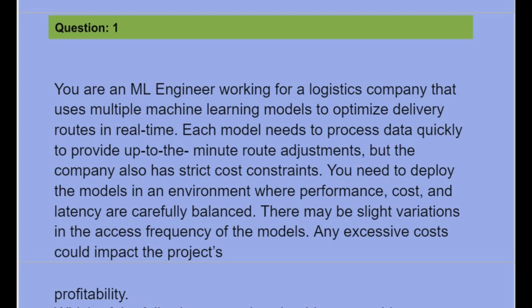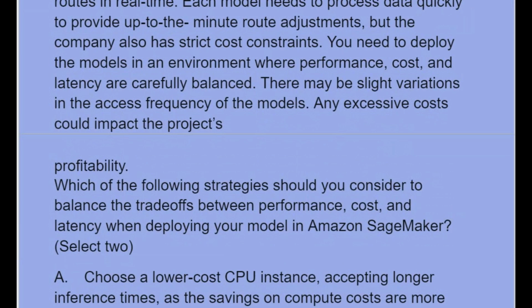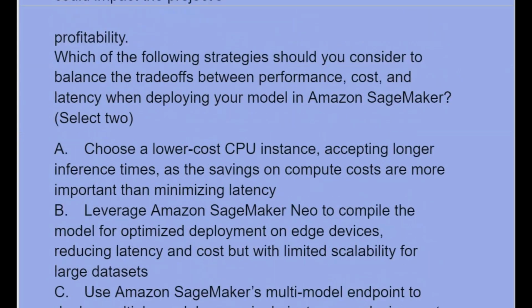There may be slight variations in the access frequency of the models. Any excessive cost could impact the project's profitability. Which of the following strategies should you consider to balance the trade-offs between performance, cost, and latency when deploying your model in Amazon SageMaker? Select two options.